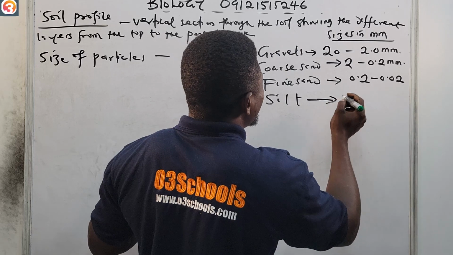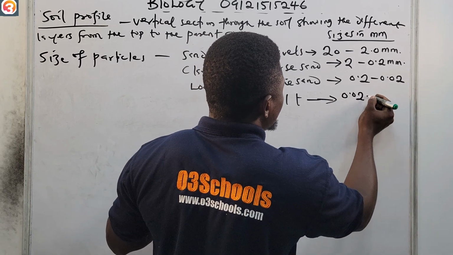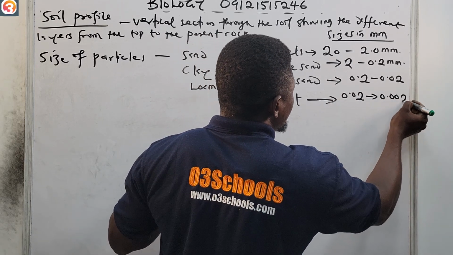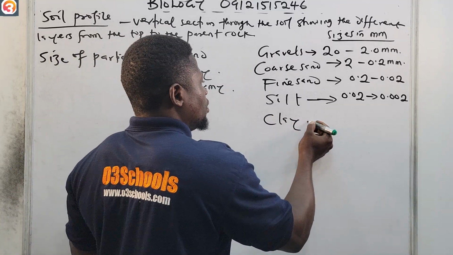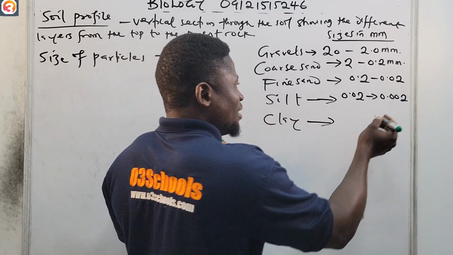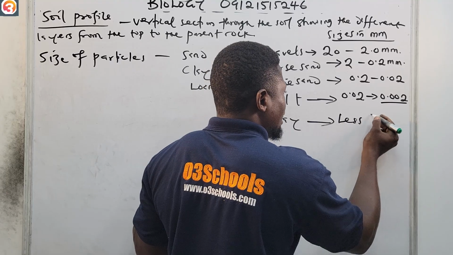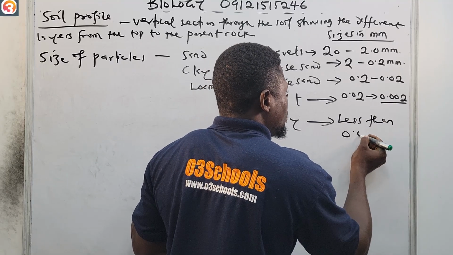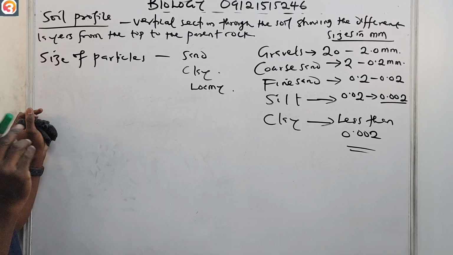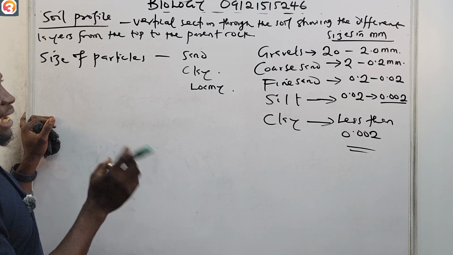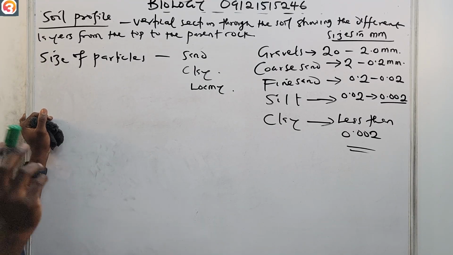Okay, this one ranges from 0.02 to 0.002. Then after the silt, we now have the clay. And the clay, they are less than 0.002. Take note of that, okay? So based on size of particles, we have sand, clay, and loamy.